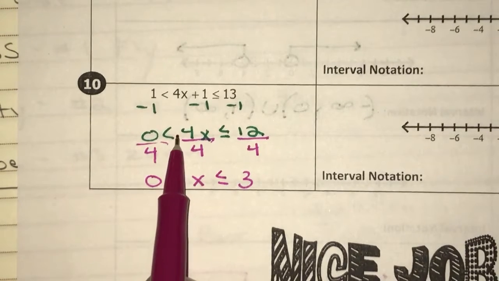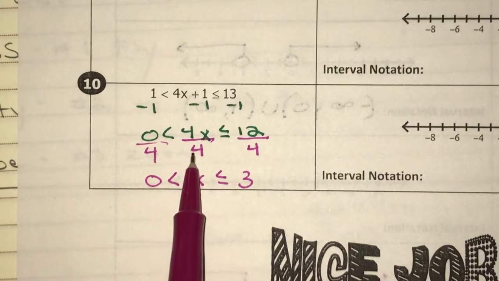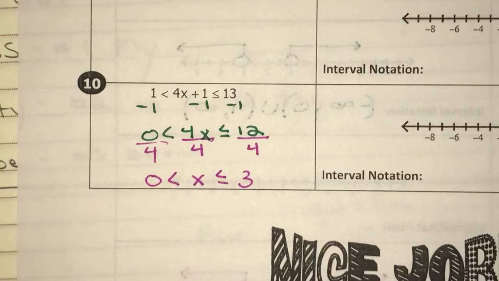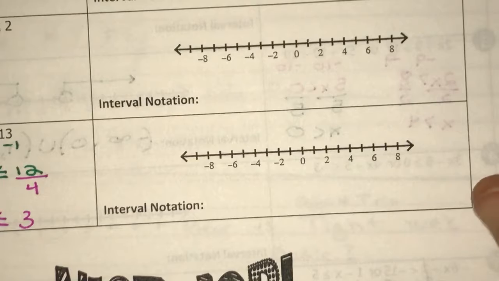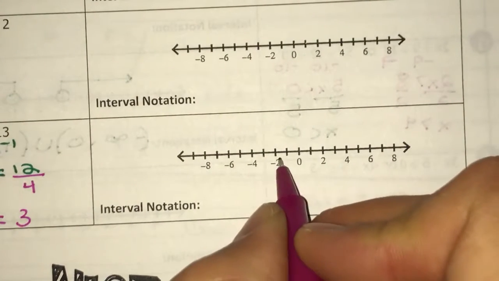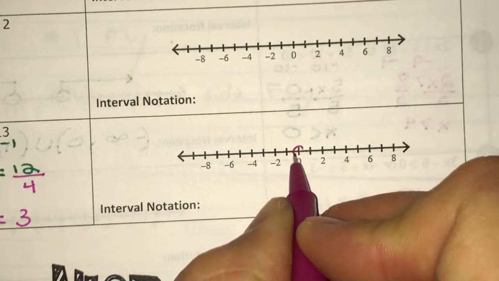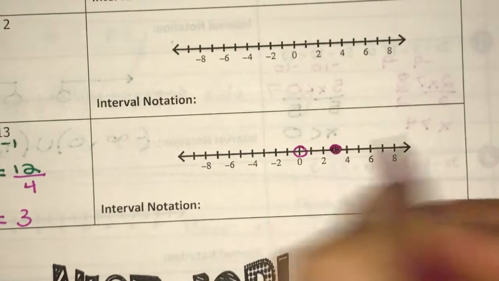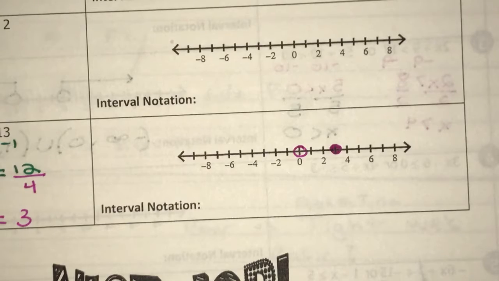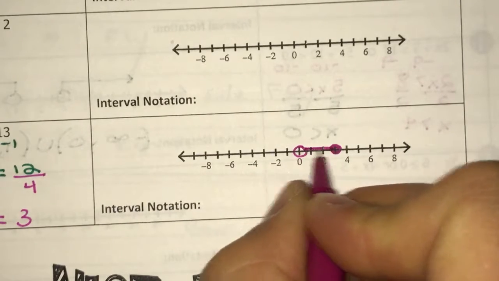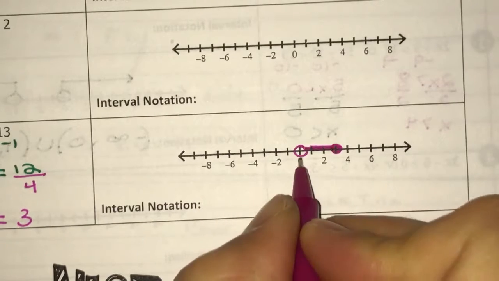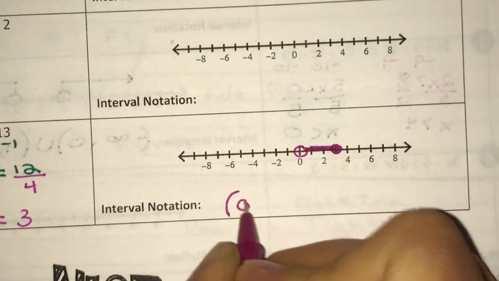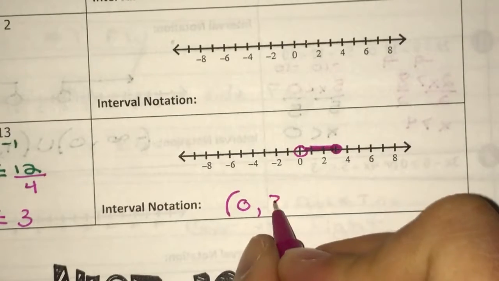What do you think I'd do if I divided by a -4 here, if I ended up having to divide? Flip both signs, yep. Okay, so come over here, and then I need an open circle on 0 and a closed circle on 3. Bigger than 0, less than 3, so the space in between is what I shade. And then interval notation. So first thing I get to is 0 with an open circle. So that's a parenthesis. And then 3 with a bracket.